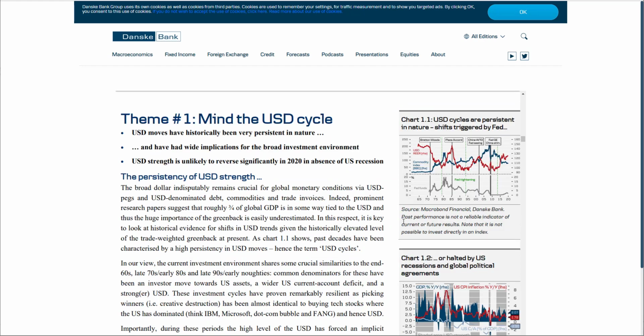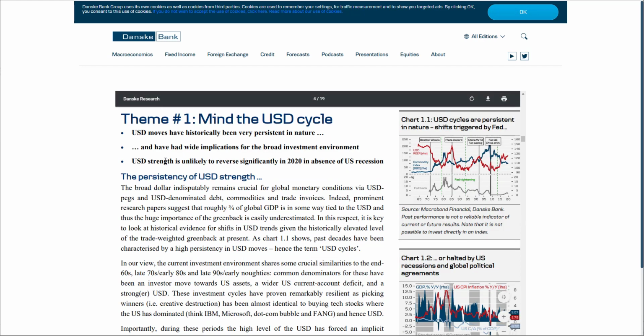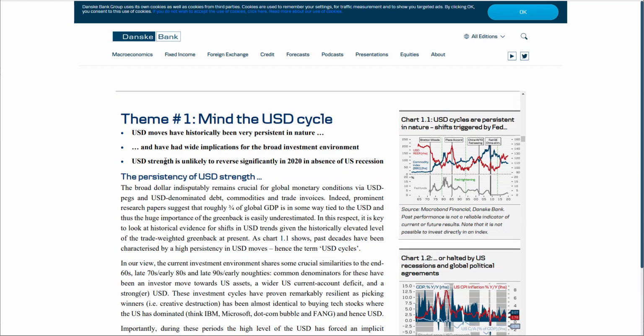If you click on this here, it's going to take us here. Theme number 1, mind the USD cycle. And what is a cycle? Well, a cycle is just like anything, similar to deviations and reversions to the mean.